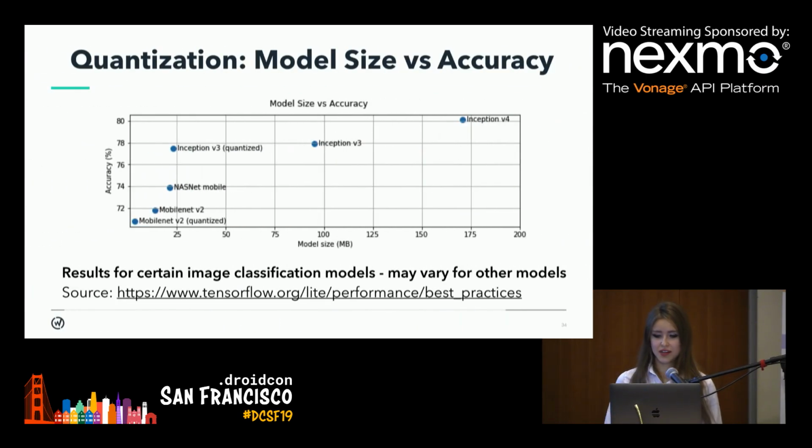Here are some charts on how they can affect model sizes and accuracy. I have to note that this example is for specific image classification models, MobileNet and Inception. So that can vary for different kinds of machine learning models. But here we can clearly see that the larger the model is, the higher accuracy it's going to have.